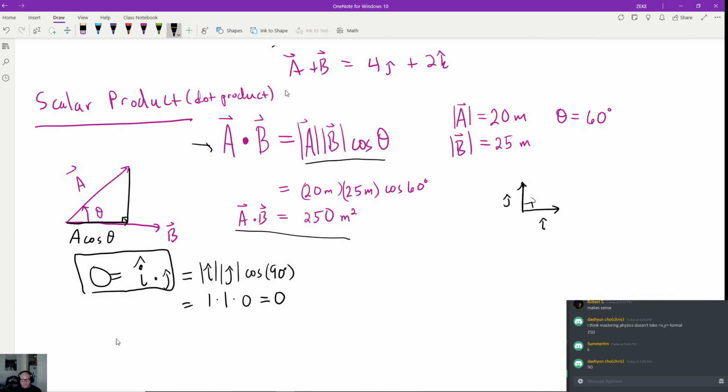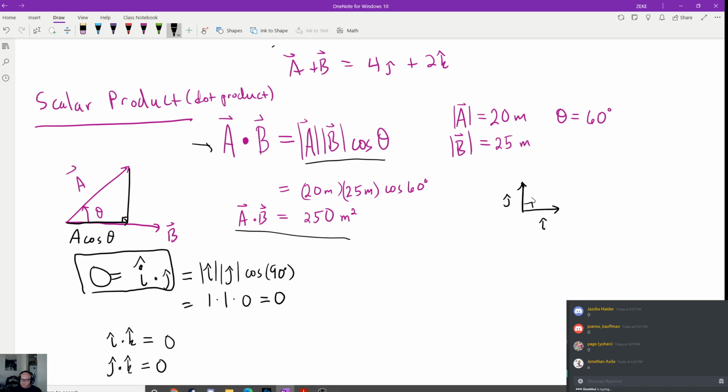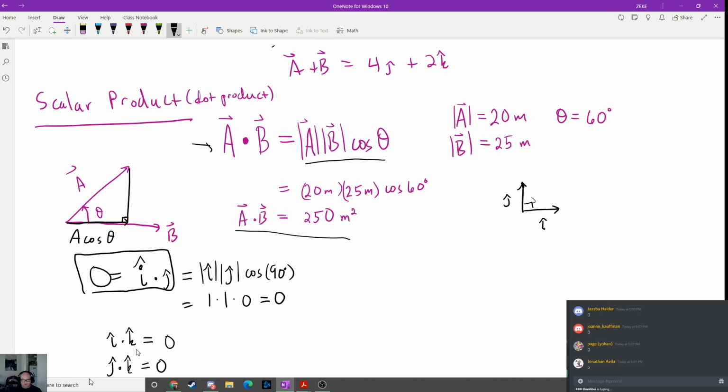Does anyone want to guess what I hat dot k hat would be? What would that be? So we do 1 times 1 times cosine 90 again, because the angle between the x-axis and the z-axis is also 90 degrees. So it turns out that as long as you use unit vectors that are different from each other, you always get 0. So that's powerful. There's another thing we can say about this dot product, which is that it's commutative, which is to say that if I put A dot B, it's the same thing as B dot A. It doesn't change anything.